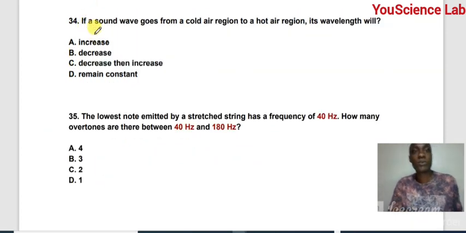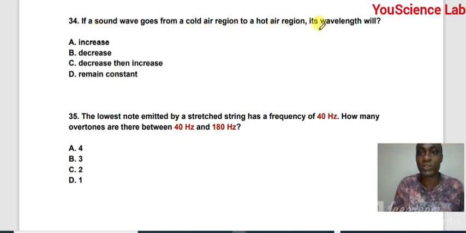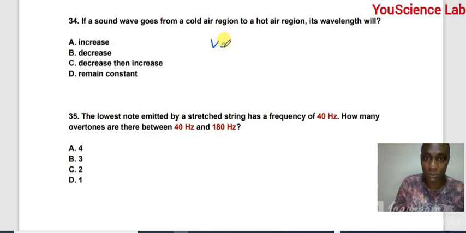Okay, question 34. If a sound wave goes from a cold air region to a hot air region, its wavelength will... So we want to know what will happen to the wavelength. Now let's see, we know that V is equal to F times lambda. So it means that the speed is directly proportional to both the frequency and the wavelength. Now if we keep the frequency constant and we increase the wavelength, then the speed will increase. That's what it means. Now when sound goes from a cold air region to a hot air region, the speed increases.